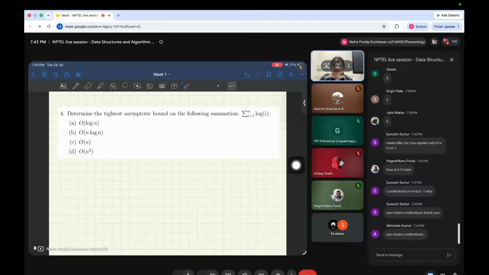So this part of the question has nothing to do with algorithm design. This is just an analysis.